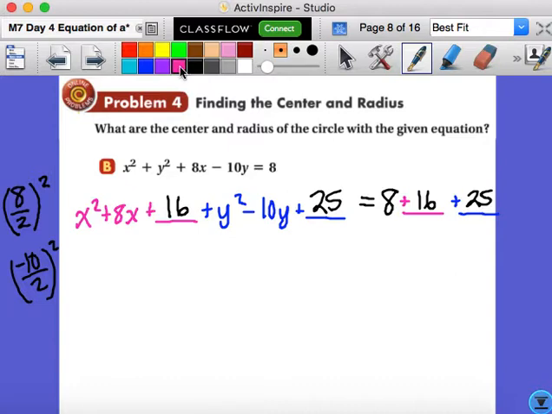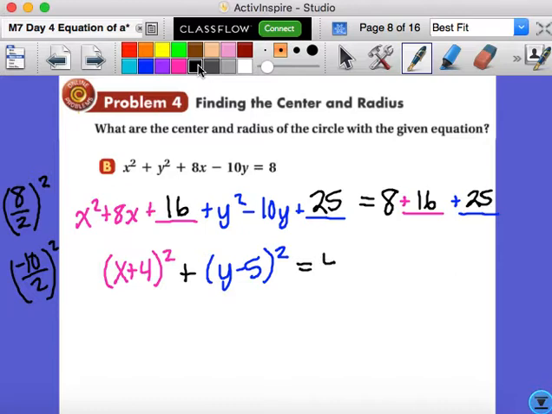Just focusing on the x component, I now need factors of 16 that add to 8. So that's 4 and 4, which means that factor is squared. Then I want to look at the y values. I need factors of 25 that add to negative 10. That's negative 5 and negative 5, or negative 5 with a squared around it. And then on the right side equals 8 plus 16 plus 25, which is 49.